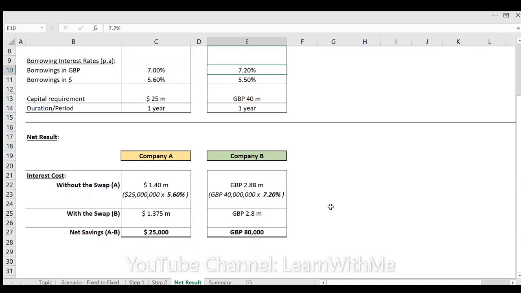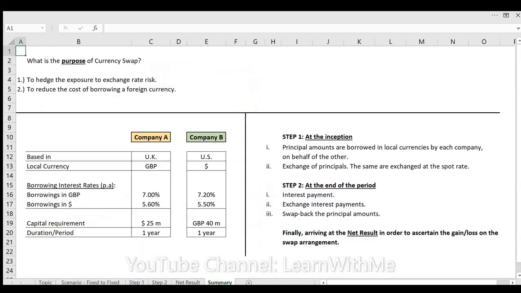First, what is the purpose of a currency swap? There are two basic purposes. One is to hedge the exposure to exchange rate risk, and the second is to reduce the cost of borrowing foreign currency. Second, we discussed this scenario, and with respect to this scenario, we put down a solution in two simple steps. One was at the inception and second was at the end of the period.